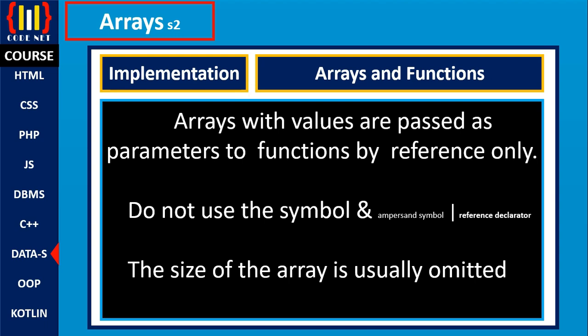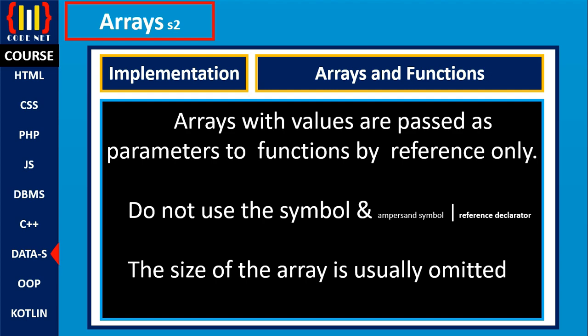And when doing so, we don't use the reference declarator, which is the ampersand, on the parameters of that function. No, we actually omit it; we don't show it. And usually the size of an array is also omitted. We don't need to tell the function that it will receive an array of this size. That part where we embed the size declarator is actually empty when it comes to the parameters that will hold the array with certain values.